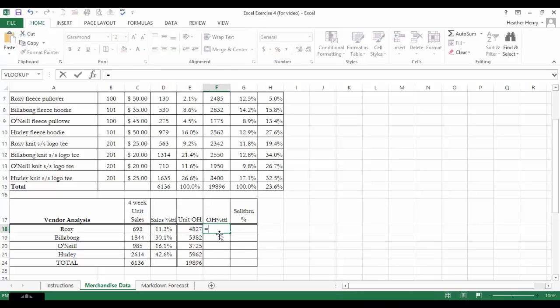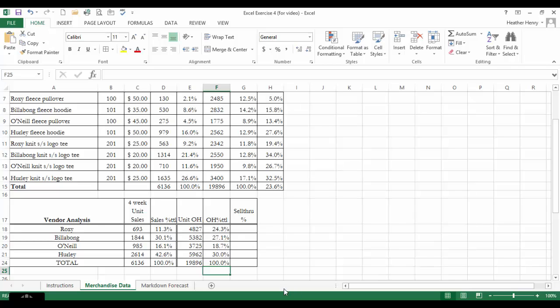Once again, same thing over here for the on hand. Take my 4,827 units on hand, divide it by my total on hand. I need to make sure I lock my total on hand so I can use my fill formatting properly. Type F4. It will automatically lock that number. Hit enter. And let's use our fill formatting and convert our percents. We will auto sum our percent totals to make sure we're adding up to our 100%.